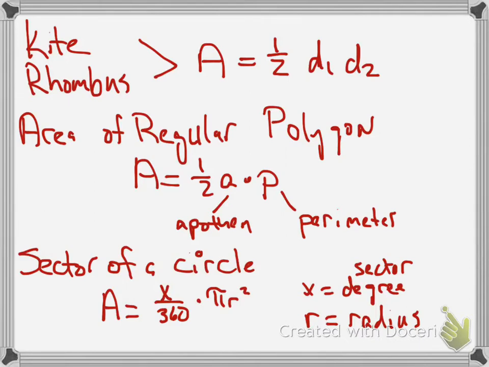Here are also some other ones that I thought about. For a kite and a rhombus, the area is 1/2 the two diagonals. Area of a regular polygon, and the sector of a circle. Most of y'all had a pretty easy time with those. So let's look at the problems of the review now.